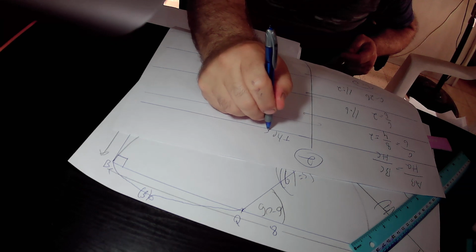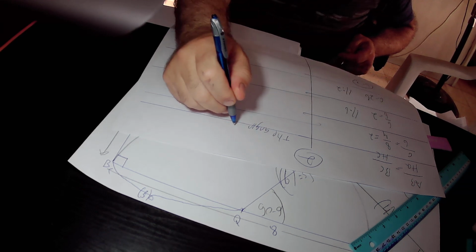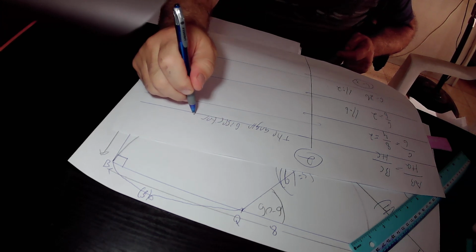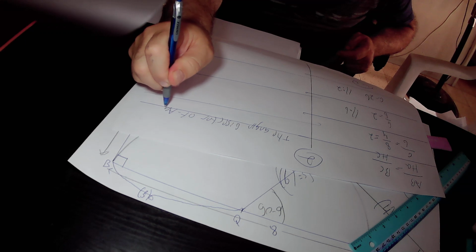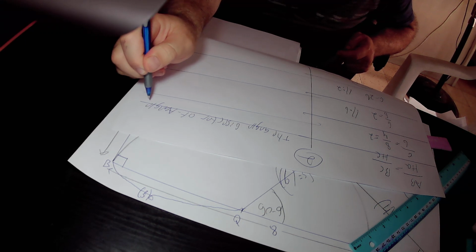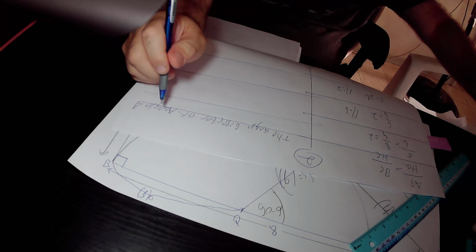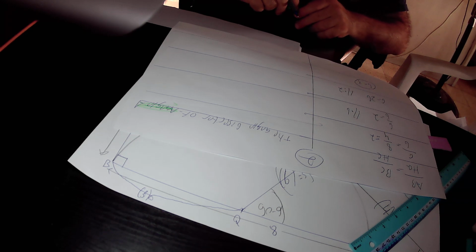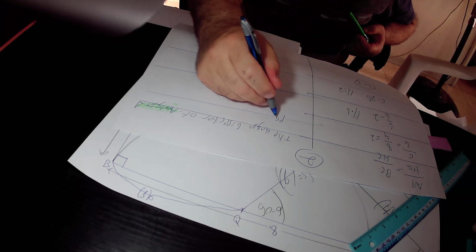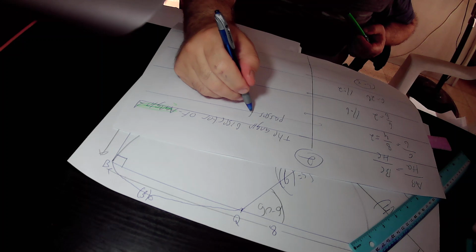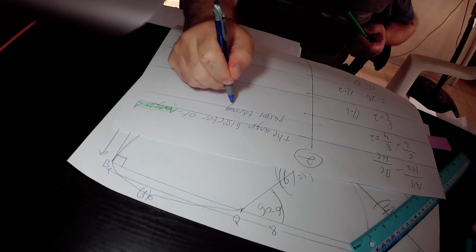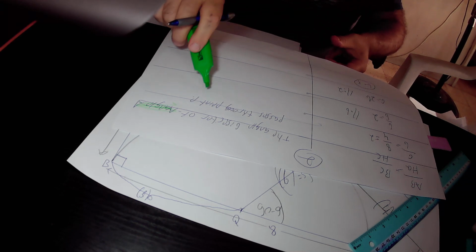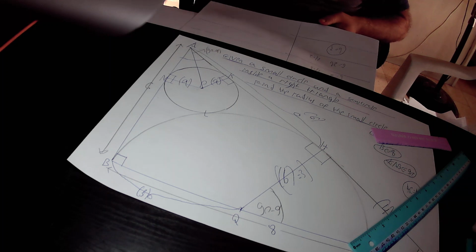The angle bisector of angle A passes through point P. It is actually the center of this small circle.